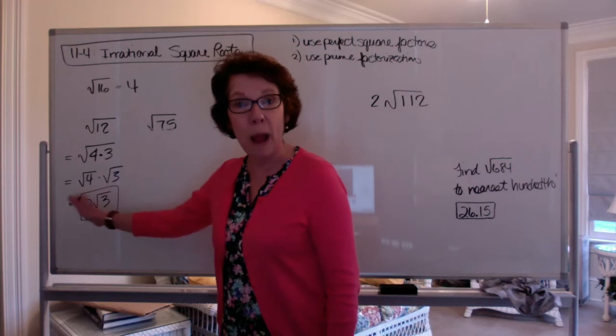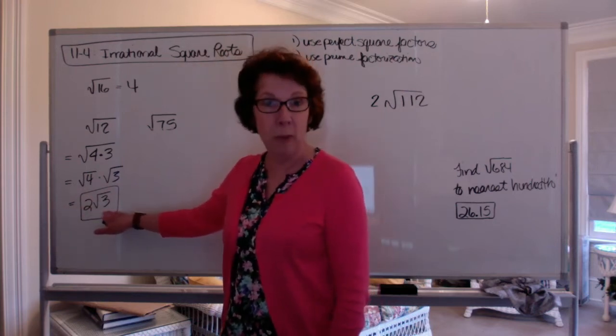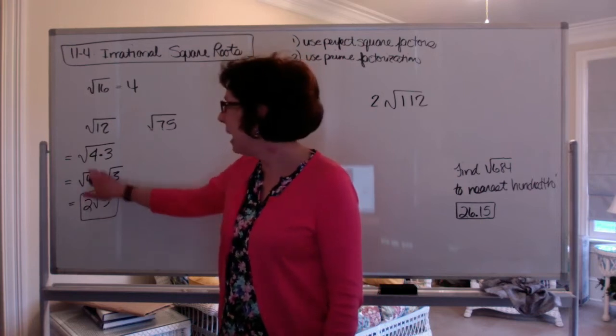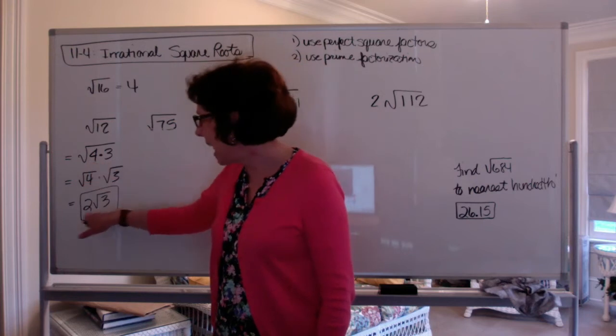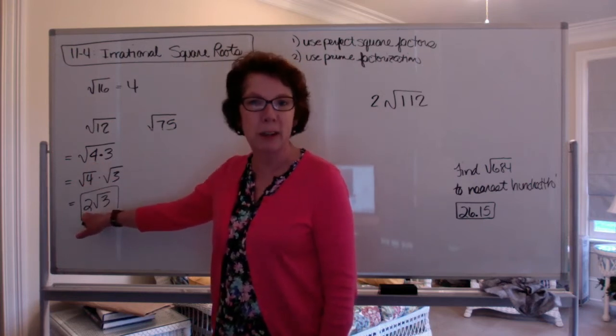This is still an irrational number. I've got a rational number multiplied by an irrational number. The product is irrational. However, it has been simplified. I've taken the perfect square and brought it outside of the radical, so it's 2 root 3 instead of root 12.